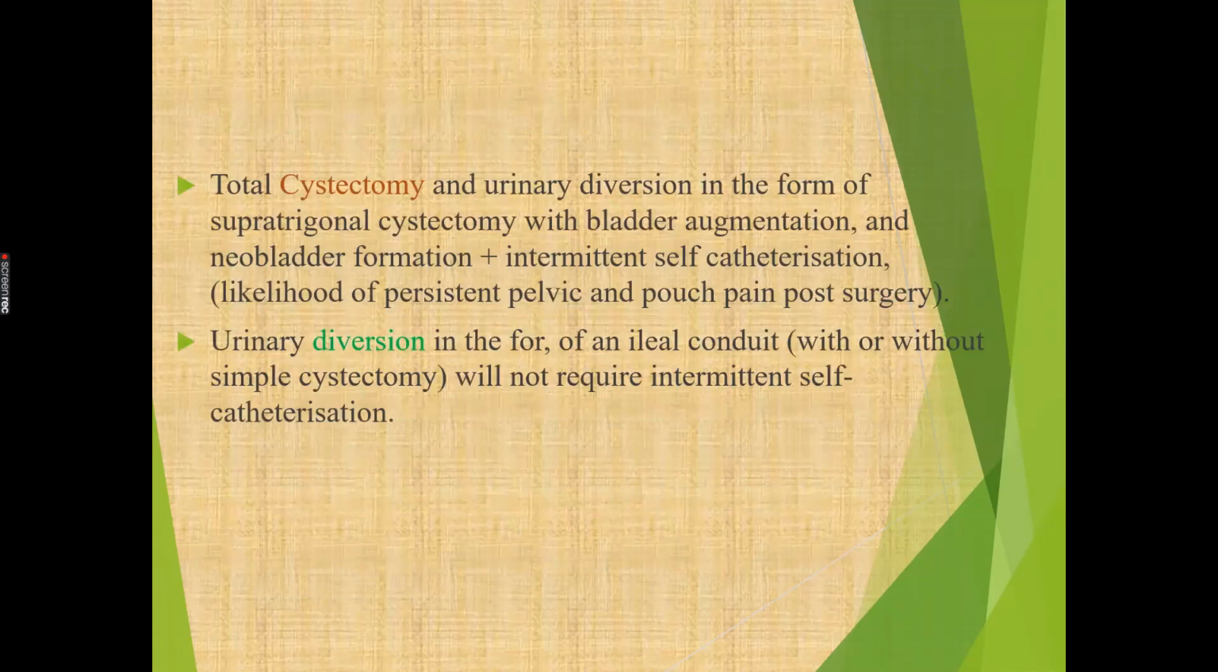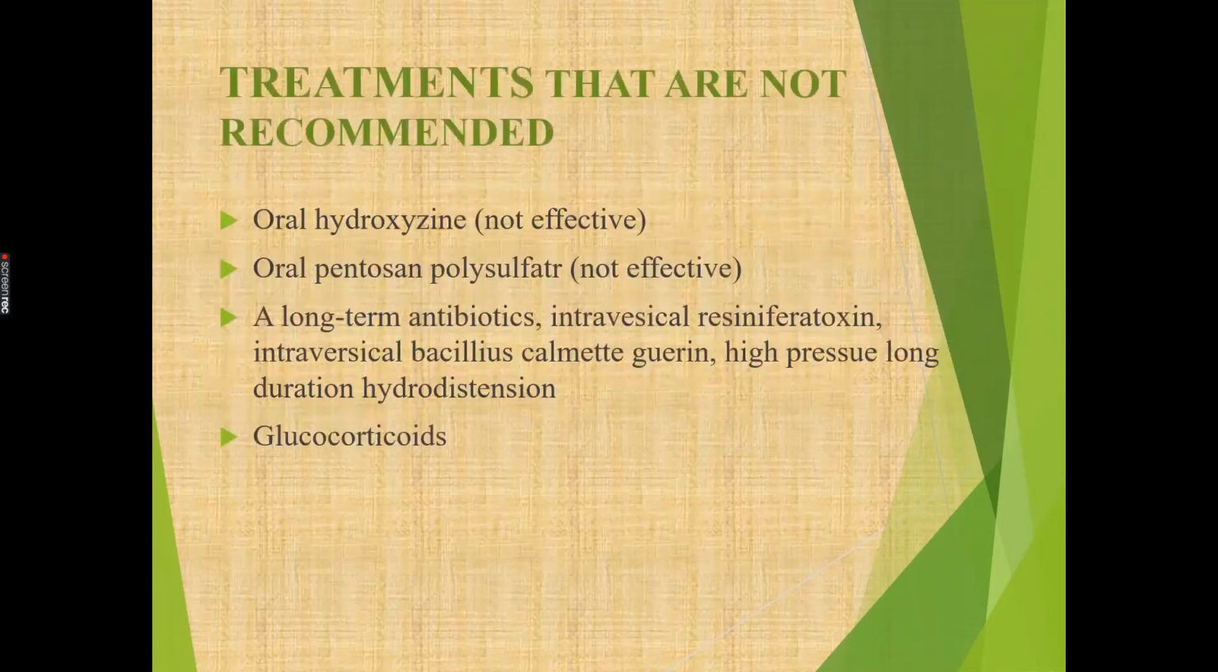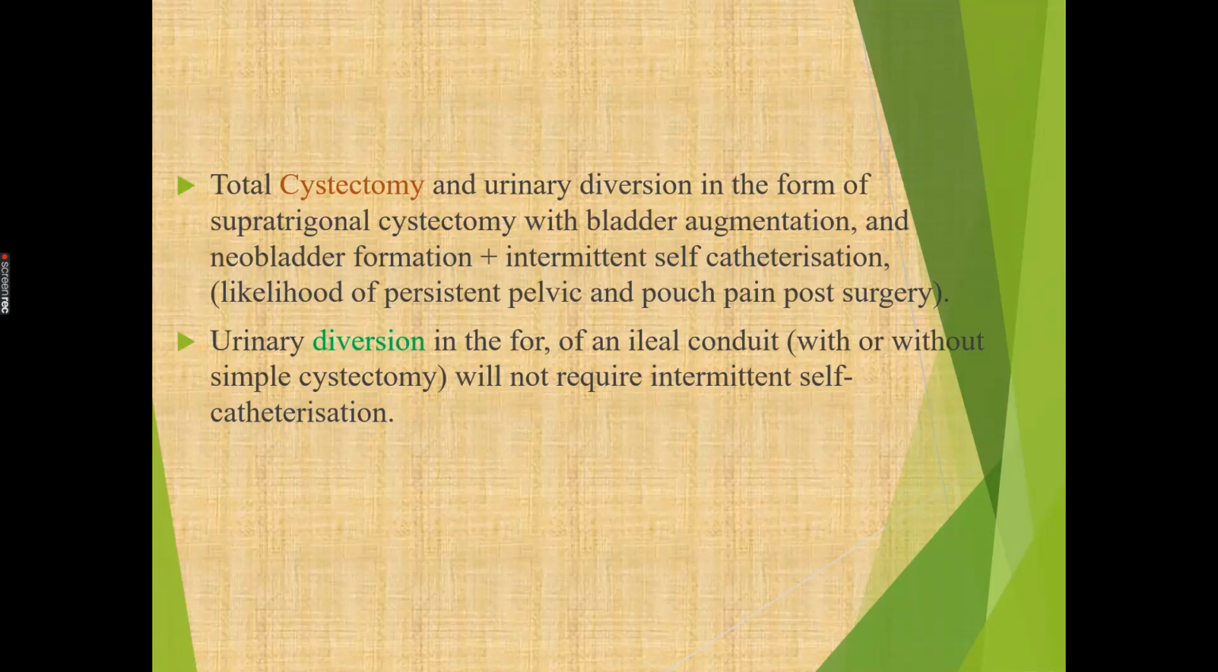Total cystectomy and urinary diversion in the form of bladder augmentation and new bladder formation, plus intermittent self-catheterization, is the right post-surgery care that can occur. Urinary diversion for an ileal conduit without a simple cystectomy will not require intermittent self-catheterization. That is, the patient has to catheterize herself using the catheter. Okay, so this is called intermittent self-catheterization. Whenever she gets the feeling of pain, she has to do intermittent self-catheterization.